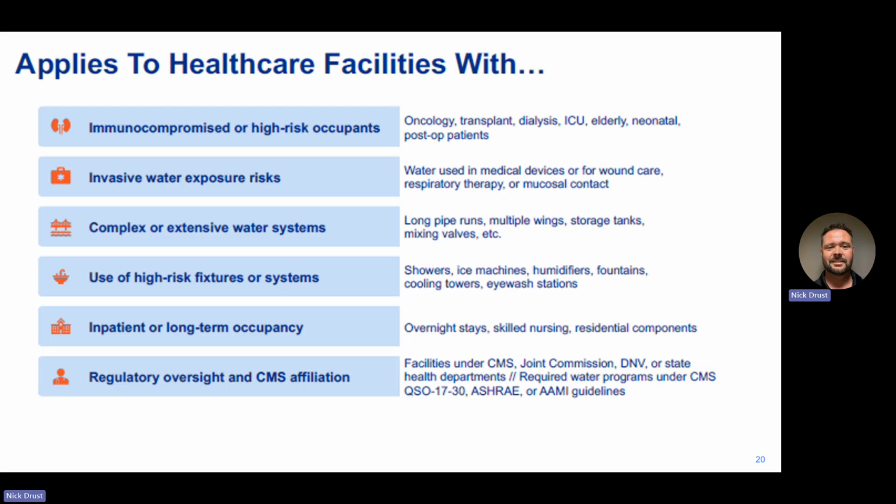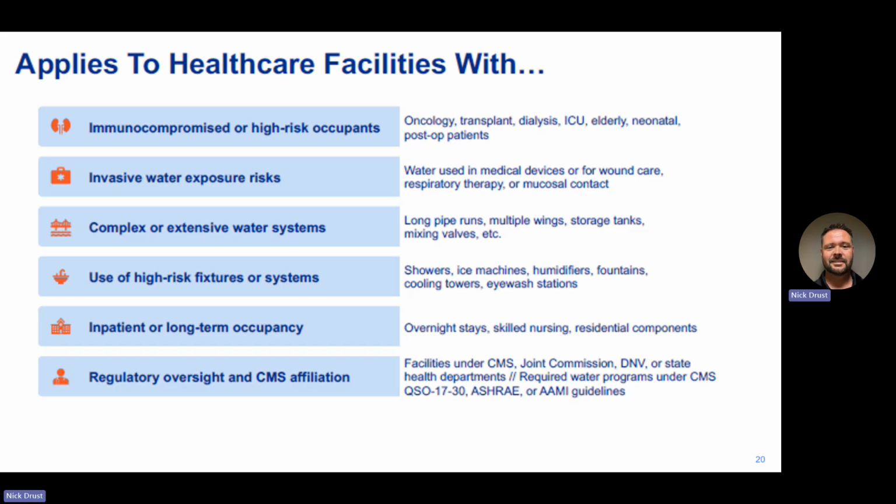Next, think about how water is used in your facility. Water is not just for drinking. It's used in medical device reprocessing, wound care, humidification systems, respiratory therapy. Anywhere water comes into contact with a patient, the risk profile changes.